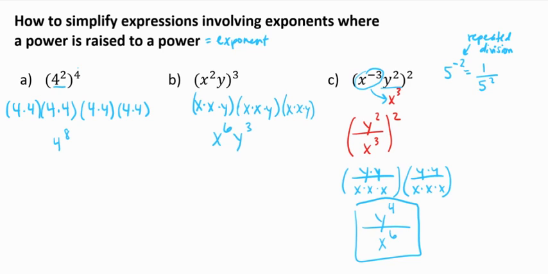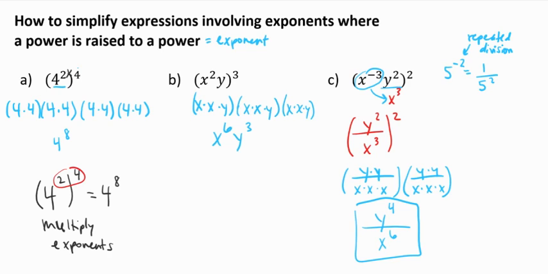So what's the shortcut on this one? If you don't feel like having to write it out every time, what's the shortcut? So I can see here that if I did 2 times 4, that would give me 8. So it looks like our shortcut is that if it's a power raised to a power, we can multiply the exponents. And again, not a trick that you have to use, but it's kind of nice if you don't have to expand every time. So this would be 4 to the 8th, because again, I'm just multiplying 2 times 4.